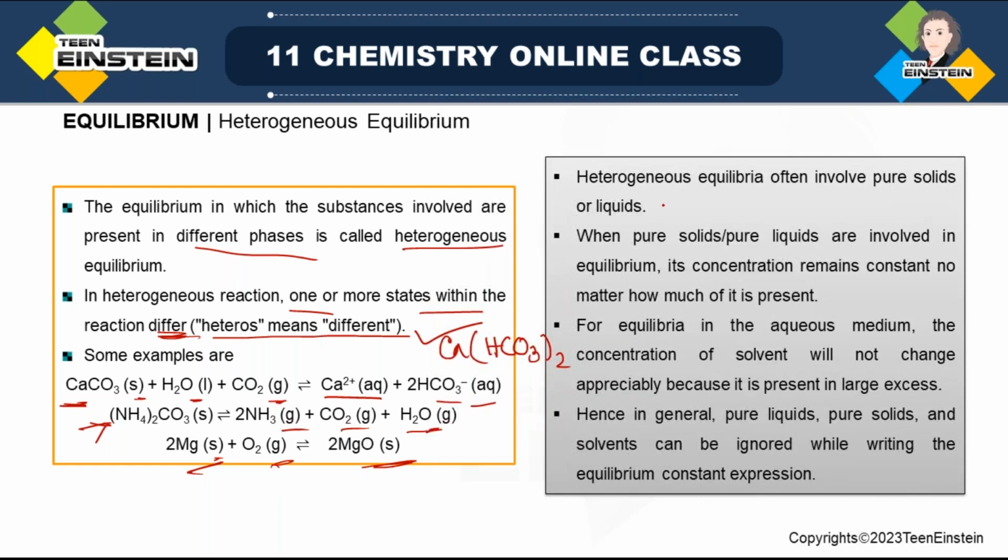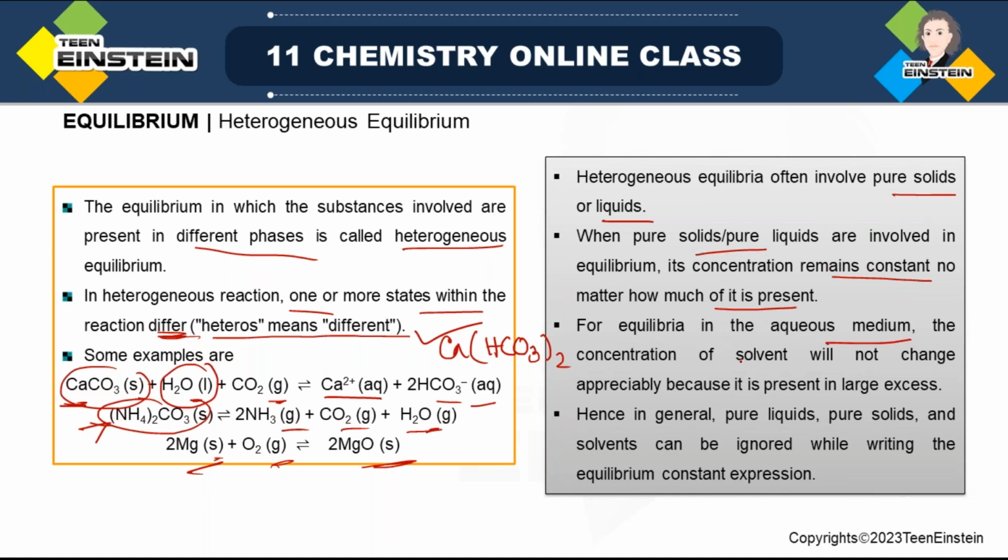Heterogeneous equilibrium often involves a pure solid or pure liquid. So as you can see, pure liquid is present, pure solid is present. This is also a pure solid. In this case, when pure solids or pure liquids are involved, their concentration remains constant. That is, when the reaction progresses, there is no change in its concentration because it is in solid form, so no matter how much of it is present, its concentration remains constant. That is why it will not be present in the expression of Kc or Kp.